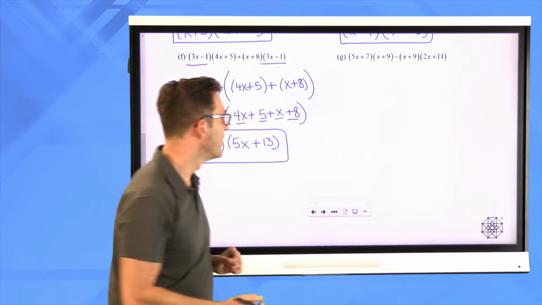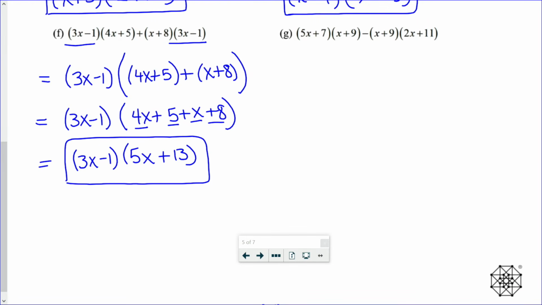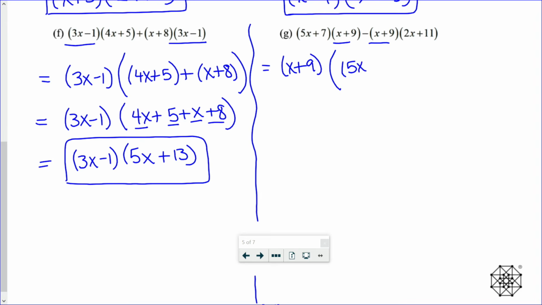All right, letter G. Here we go. The hardest one out there because of the subtraction, and I've got kind of this funky order reversal there. x plus 9 is multiplying both of these, so I'm going to get x plus 9 times 5x plus 7, minus 2x plus 11.